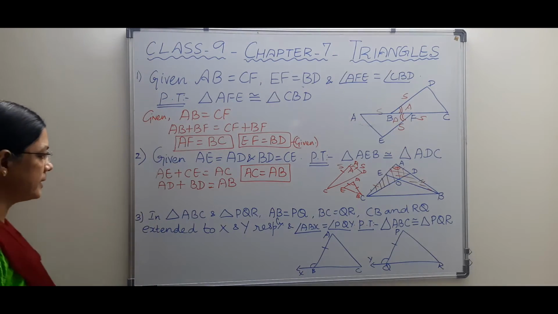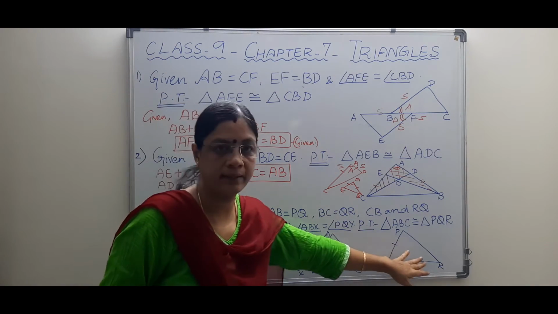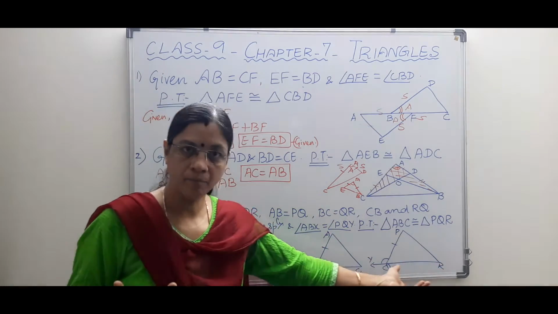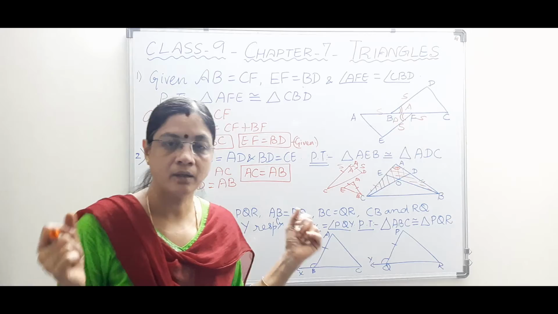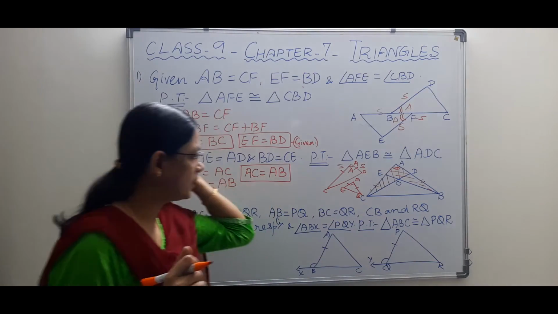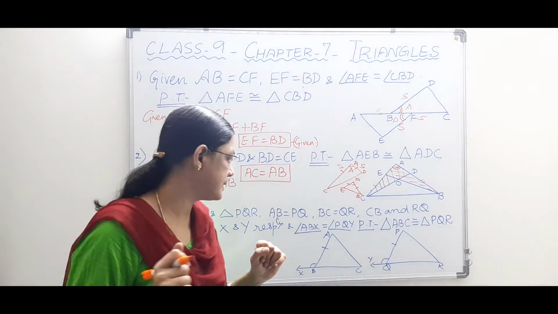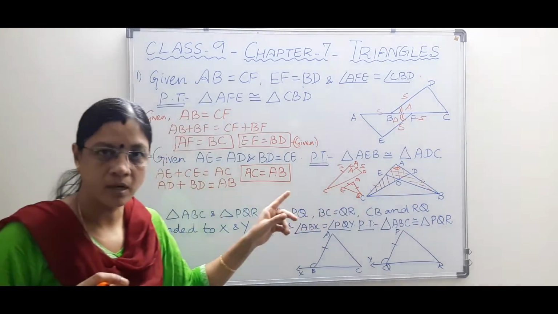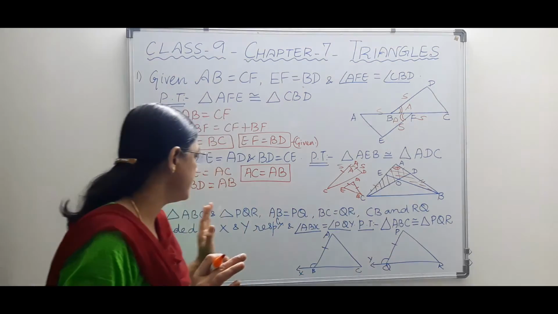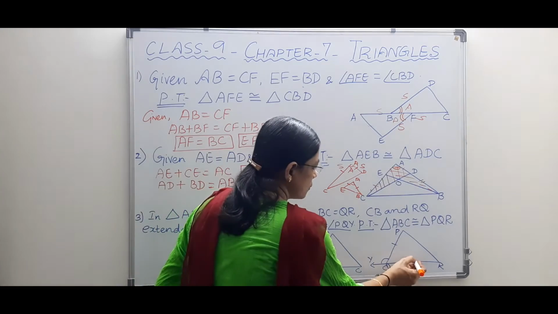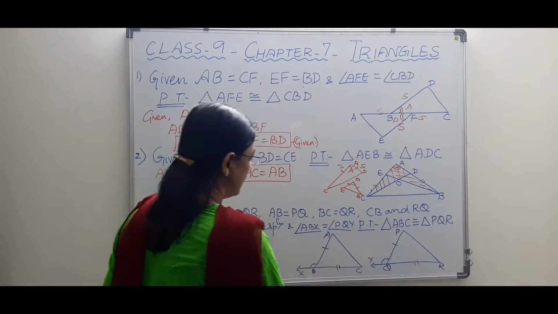The third one is, see, we have got two triangles here. Do you see this? Two triangles ABC and PQR. There are two triangles, and what they have given is AB is equal to PQ. So that is understood, it is given in the diagram. So AB is equal to PQ and BC is equal to QR, and that is also given in the question.